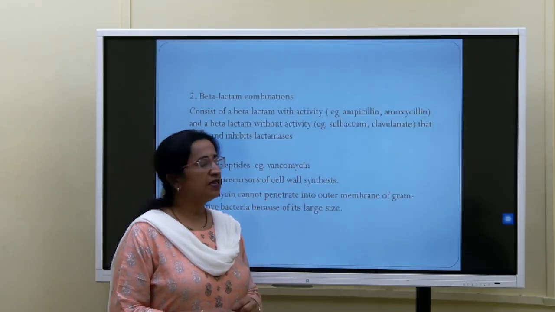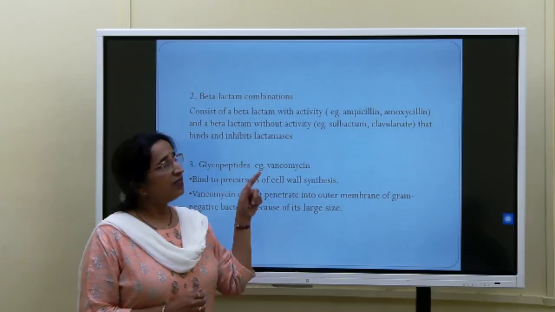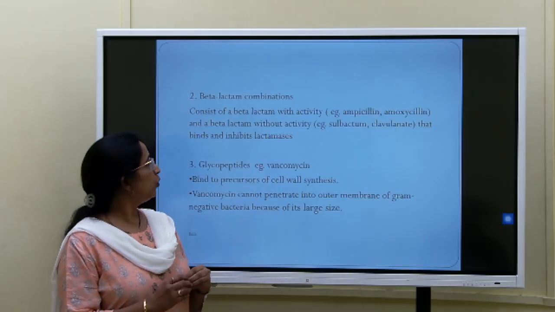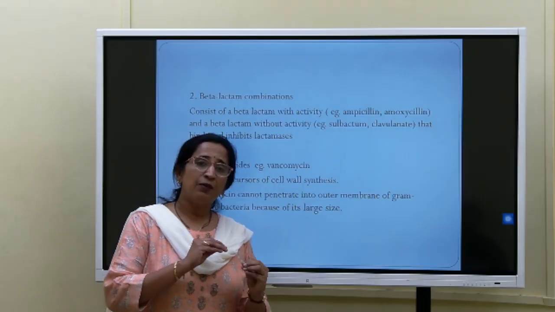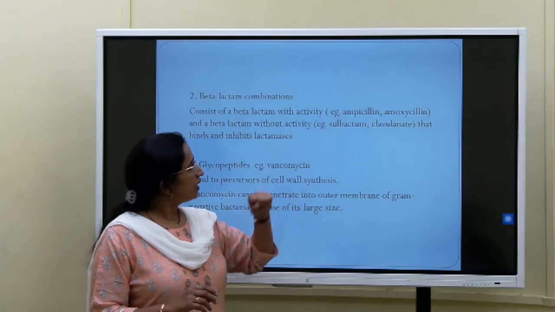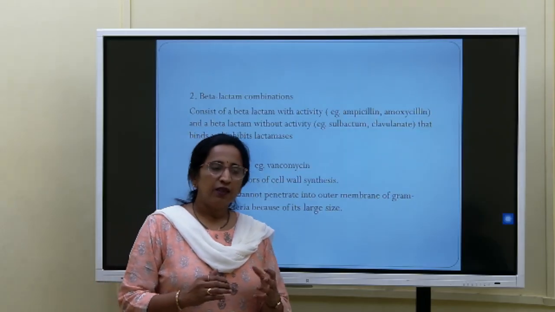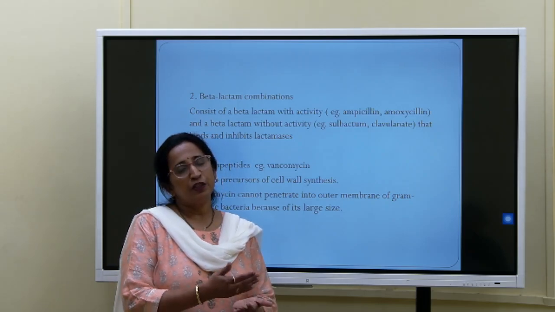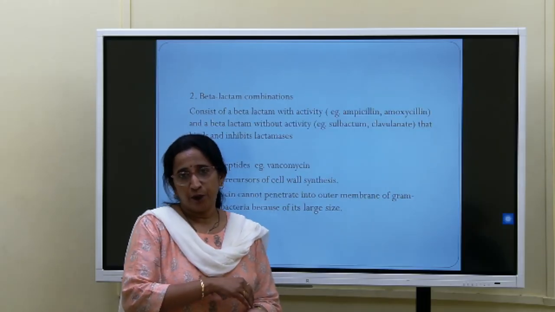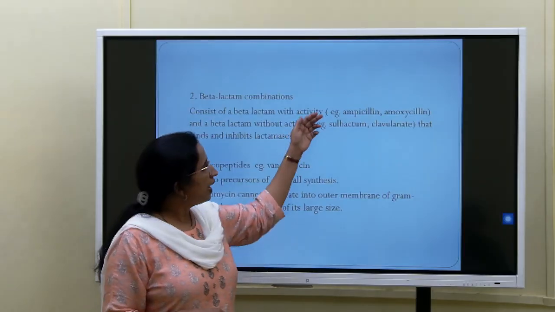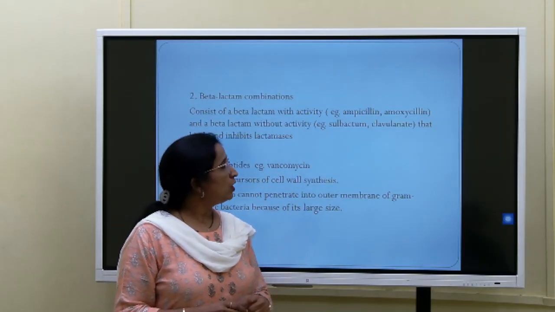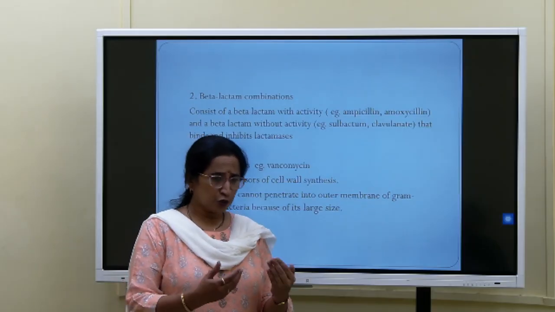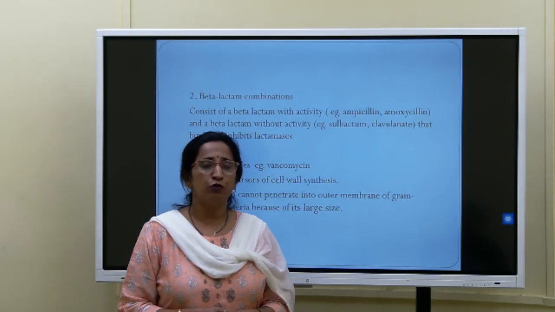So those are ampicillins and amoxicillins, for example, and that is combined with another beta-lactam antibiotic which does not have actual activity, but what it is doing, it binds to the beta-lactamases. So these antibiotics like sulbactam and clavulanate bind to the beta-lactamases, and thereby prevent the beta-lactamase from breaking the beta-lactam ring. So these combinations of ampicillin with sulbactam or amoxicillin with clavulanate are very often used for treating infections. So they are effective against beta-lactamase producers also.